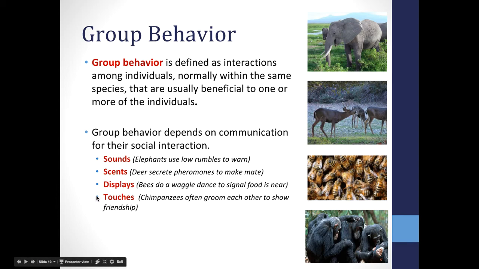And touches. So the chimpanzees at the bottom often groom each other to show friendship. And actually, a little bit more about the chimpanzees, they'll use the touches to show friendship, but then they'll also share food with those other chimps that they've shown that friendship with, not so much with the ones that they don't form those friendships. So again, that's how it relates back to the increased survivorship.